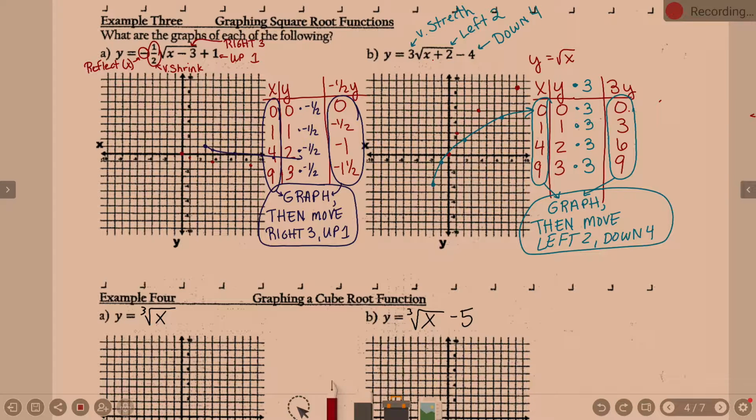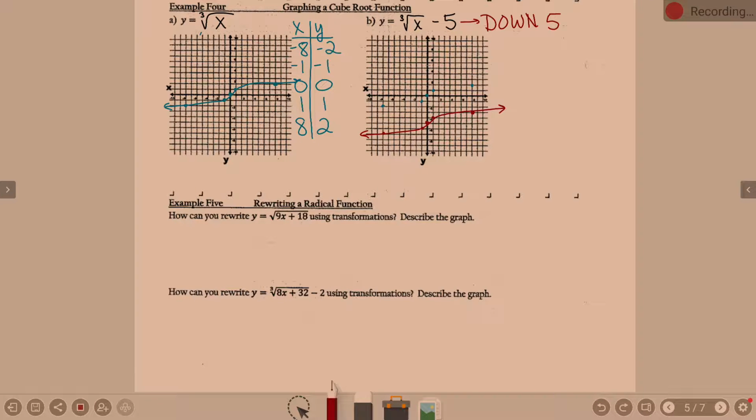Okay, well, as we look at these ones down in example 5, this isn't square root of x and then some stuff. That's square root of 9x plus 18. So we're going to rewrite this so that we can see there's a square root of x and know what's happening to it. Is it being stretched? Is it being shrunk? Is it going left or right? Is it going up or down?